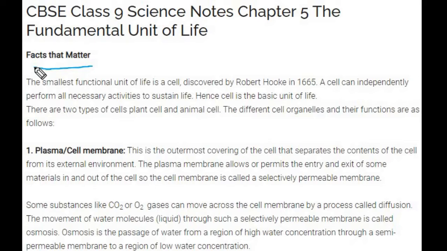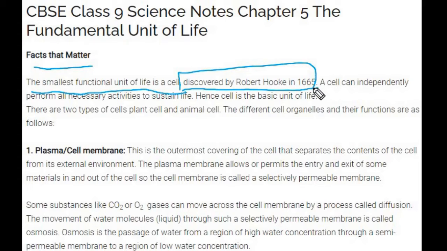So let's start with it. The smallest functional unit of life is a cell. This is the basic thing which we know from the chapter, and the chapter name is only the fundamental unit of life, which is nothing but the cell. And it was discovered by Robert Hooke in 1665. So this is very important.